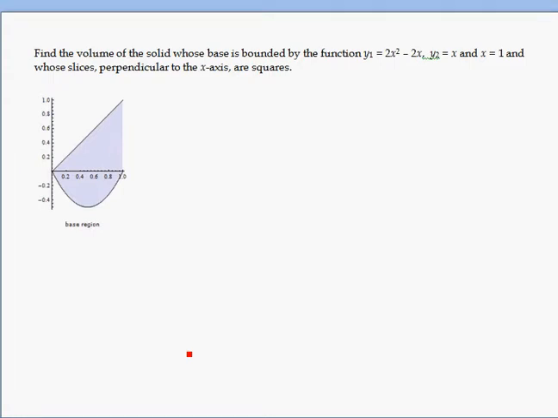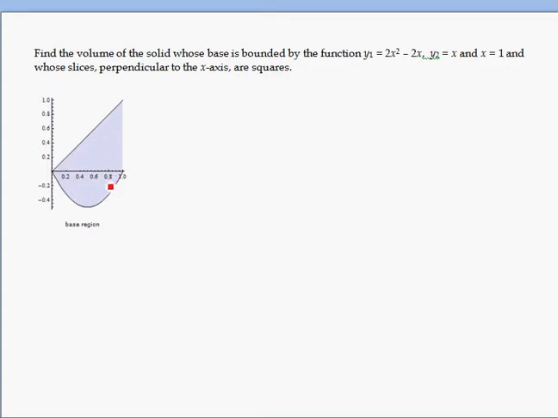Okay, we're going to find the volume of the solid whose base is bounded by the functions 2x squared minus 2x, which is this curve right here, this parabola, the line y equals x, which is this line right here, and the vertical line x equals 1. So that's the base of the solid, and if we slice the solid perpendicular to the x-axis, so this way, then the cross sections are squares.